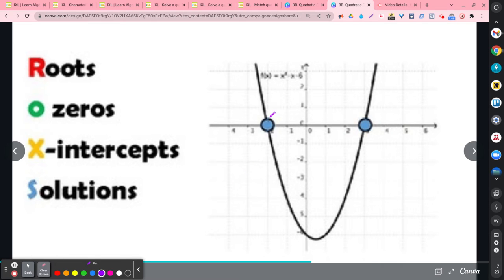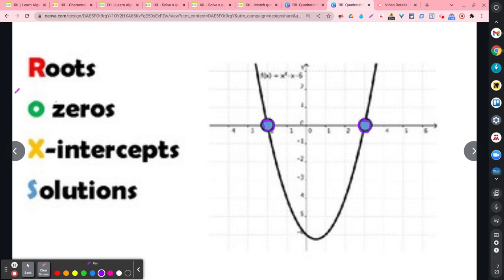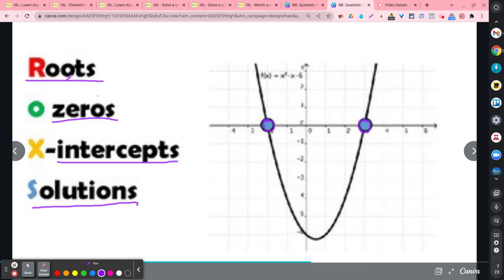Okay, so like I said, the x-intercepts, the point where it crosses the x-axis, are also called solutions, also called zeros, or also called roots. And all these four words are interchangeable. So watch out and just be aware that they all mean the same thing.